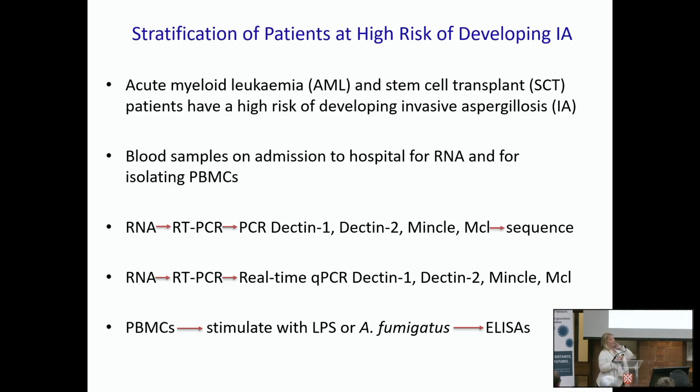So for the blood samples, we took RNA, and we sequenced these CLRs that I've been chatting about, Dectin-1, Dectin-2, Mincle, and also MCL, looking for SNPs in them. We also looked at expression of the genes, and then we extracted peripheral blood mononuclear cells, or PBMCs, and stimulated them with LPS as a control, or Aspergillus fumigatus, and then looked at cytokine production by ELISA to see again if there was any correlation with development of invasive aspergillosis.